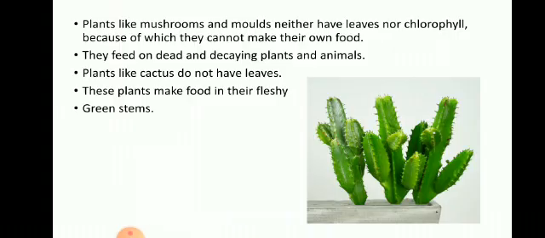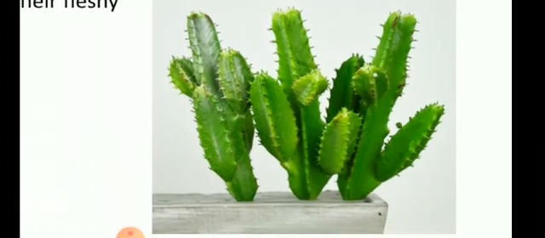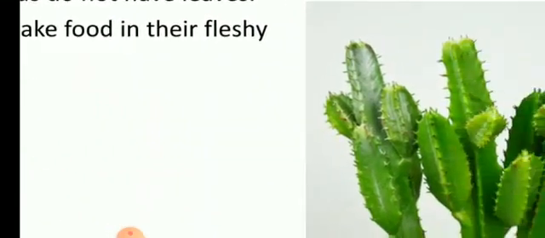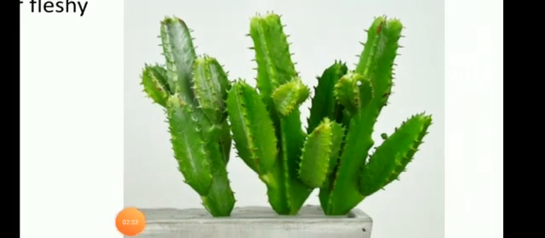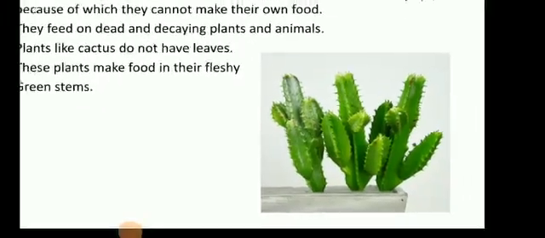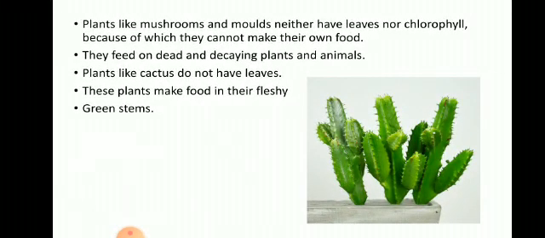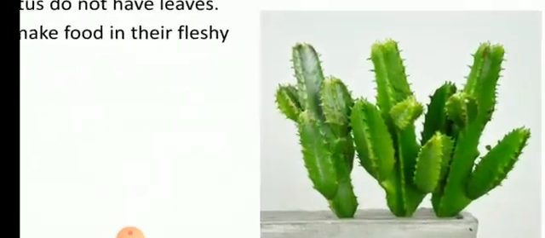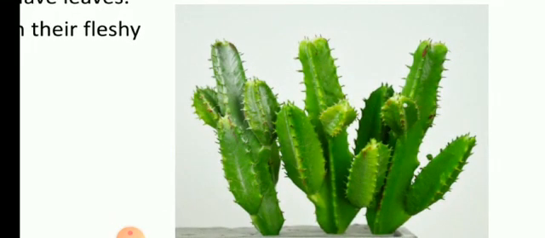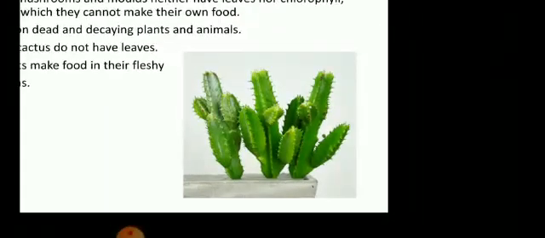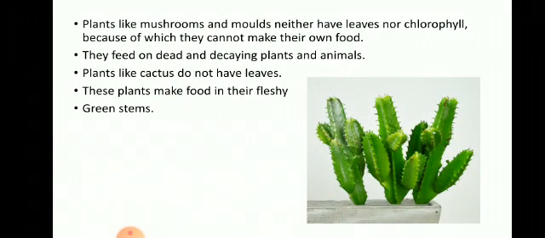Clear, children? Yeah, children, here you are going to see the plant called cactus. This is a plant which does not have any leaves at first. These plants make food in their fleshy green stems itself. As we already know, in all plants the food preparation takes place in the leaves, but this cactus plant is going to have the food preparation through the stem itself. By using the stem, the cactus plant prepares its food.